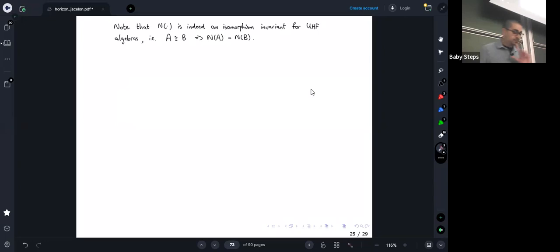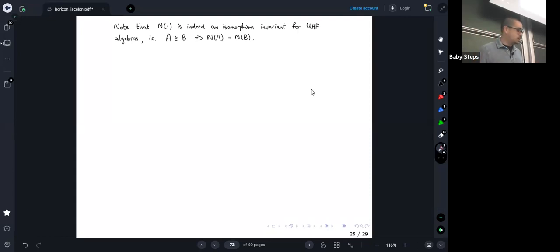Yes, yeah. Okay, so one thing I didn't show you in the proof is that this supernatural number really is an isomorphism invariant. In other words, we should know that if two UHF algebras are isomorphic, then they do have the same supernatural number. So Glimm's theorem is an if and only if: two UHF algebras are isomorphic if and only if they have the same supernatural number.